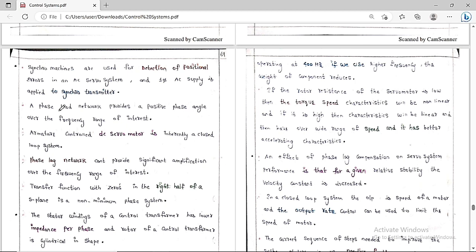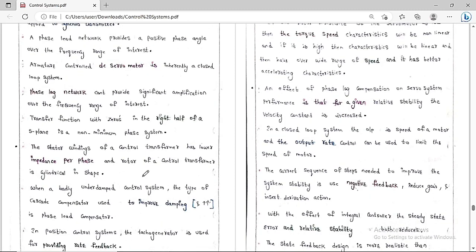The next point is: a transfer function with zeros in the right half of the S-plane is a non-minimum phase system. I've already told you what a minimum phase system and a non-minimum phase system are. A minimum phase system means all the poles and zeros lie in the left half of the S-plane. Only for a minimum phase system does the Bode analysis apply.